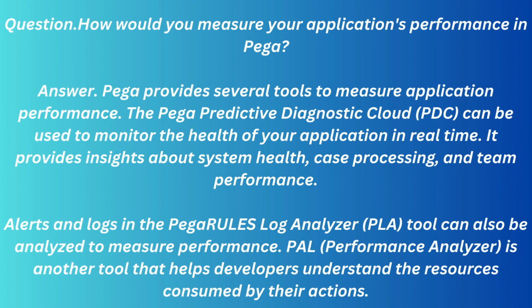Answer. Pega provides several tools to measure application performance. The Pega Predictive Diagnostic Cloud, PDC, can be used to monitor the health of your application in real time. It provides insights about system health, case processing, and team performance. Alerts and logs in the Pega Log Analyzer, PLA, tool can also be analyzed to measure performance. PAL, Performance Analyzer, is another tool that helps developers understand the resources consumed by their actions.